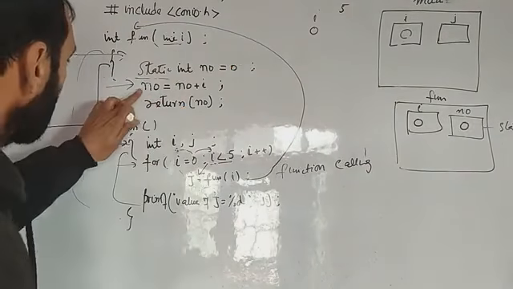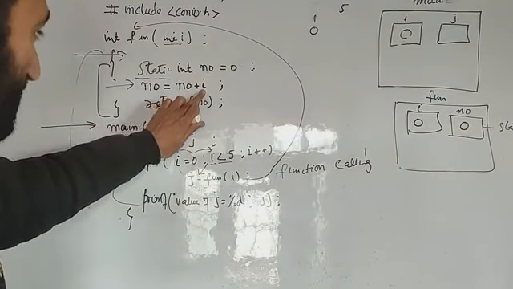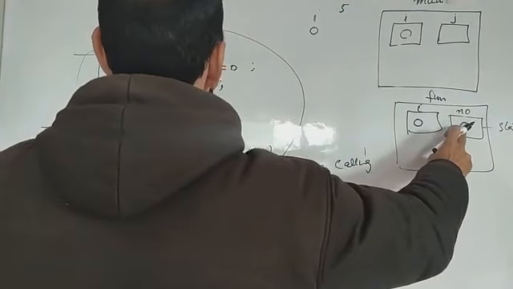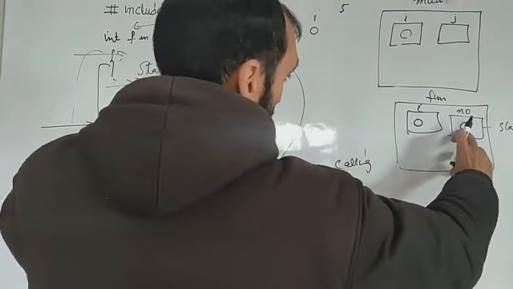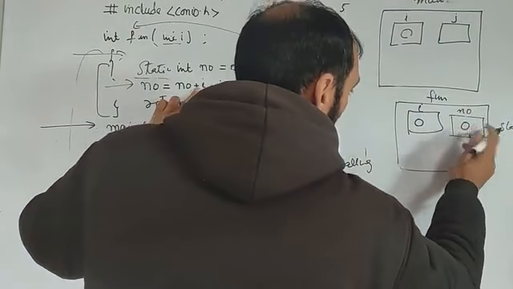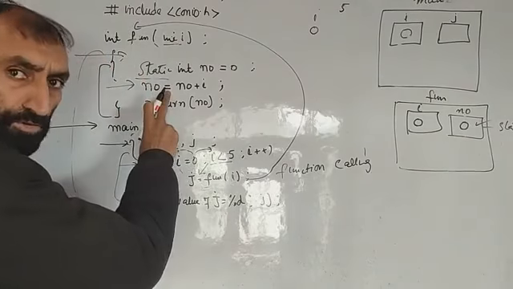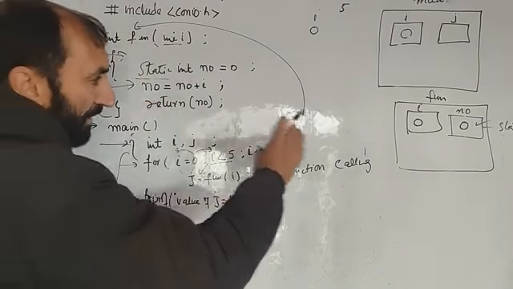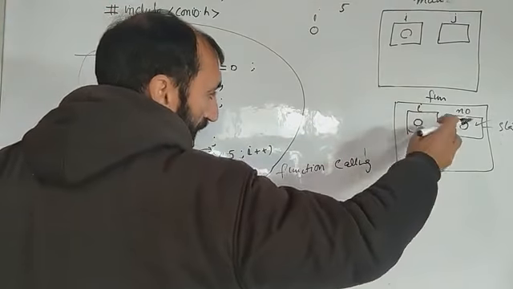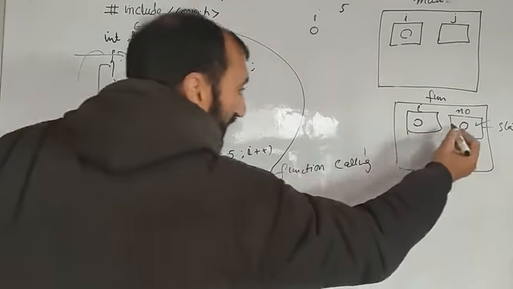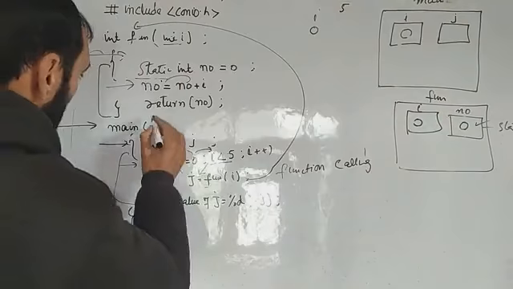Then control will reach here. Number is equal to number plus I. Number, what was it? 0. Number plus I, what is number? 0 plus 0. Number equal to number plus I: number was 0, plus I, what is I? 0 plus 0 becomes 0. So we assign it back to number. That means number is 0.